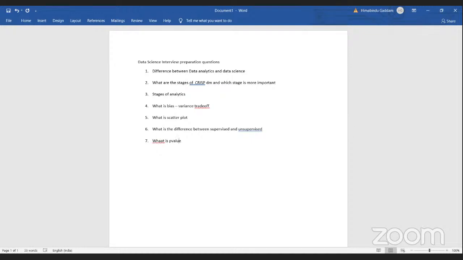What is p-value? P-value can help you determine the strength of your results. P-value is a number between 0 and 1. Based on the value, it will denote the strength of the results.